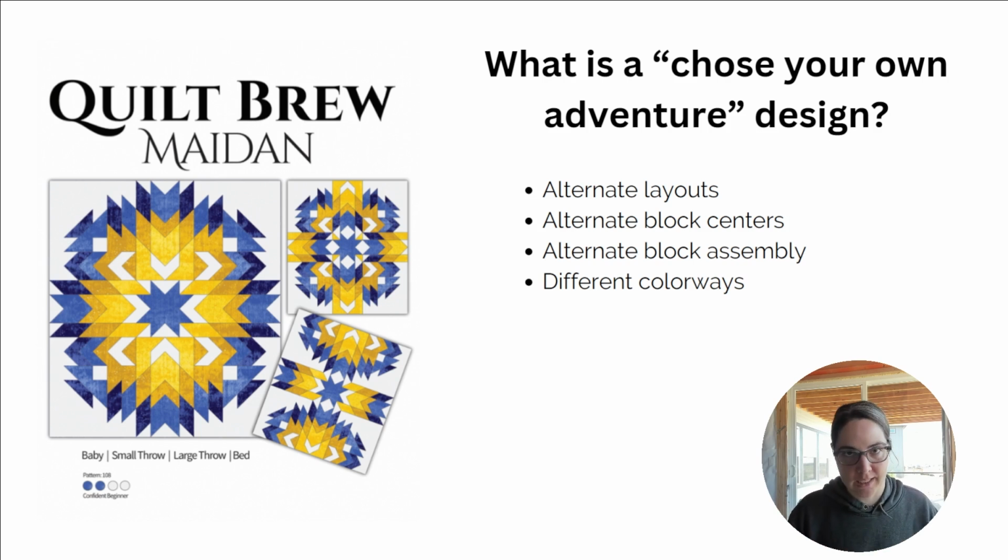Alternate block assembly is another one. I've seen some patterns where you've got like one main block motif and then there's an option for like a smaller repeat of that you can combine into larger blocks, and you can kind of choose how many of those that you want to have in your design.